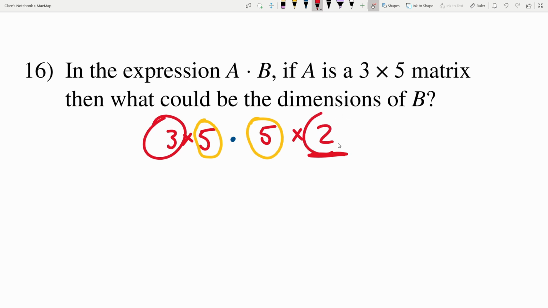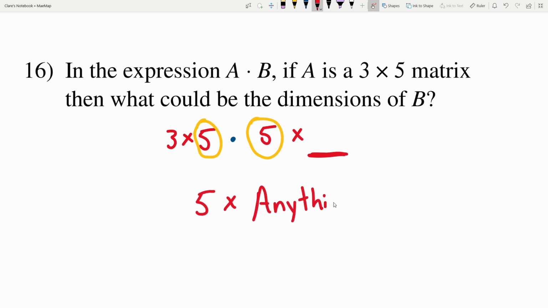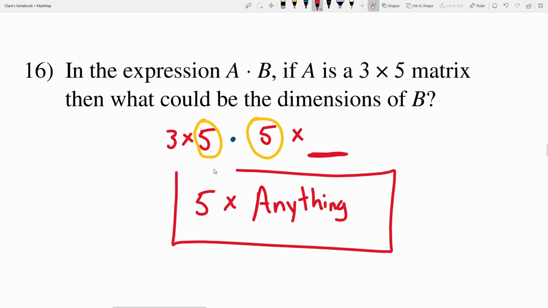2 would give us a 3 by 2 matrix as the result. We could have 5 again, or maybe even 6, which would give us a 3 by 6 matrix. We could do a 3 by 5 matrix multiplied by a 5 by 10 matrix, which would result in a 3 by 10 matrix. So really, as long as we have 5 rows in matrix B, the columns can be anything. And that's the final solution on this worksheet.